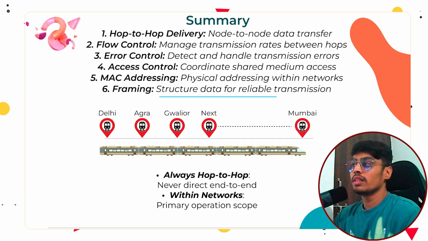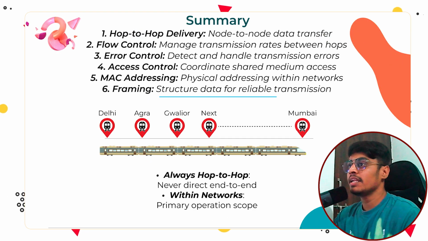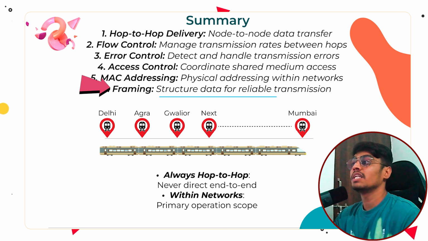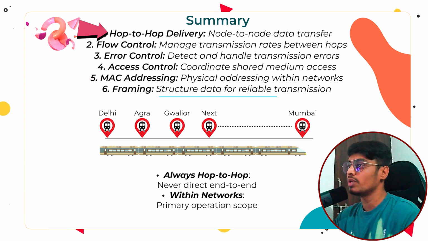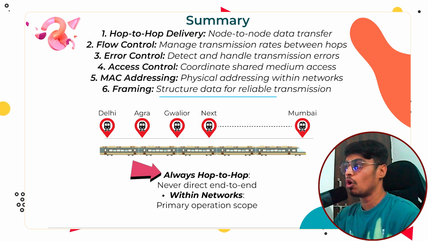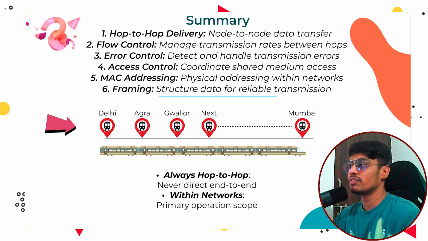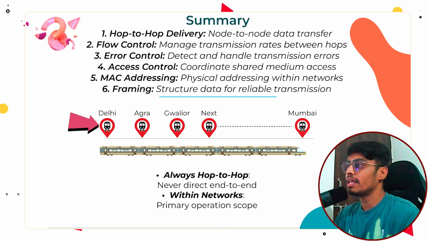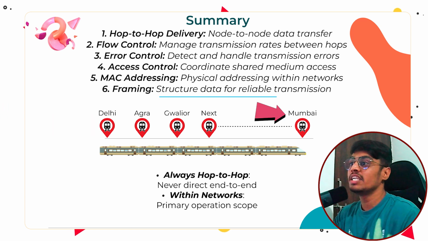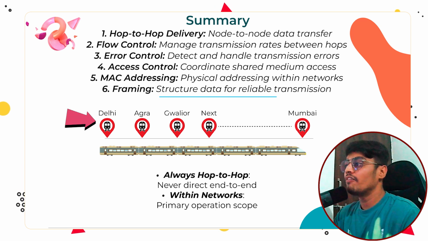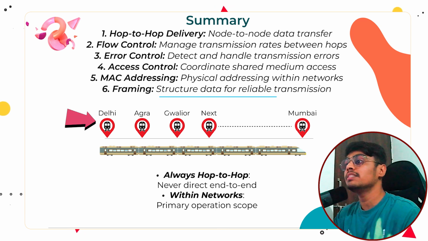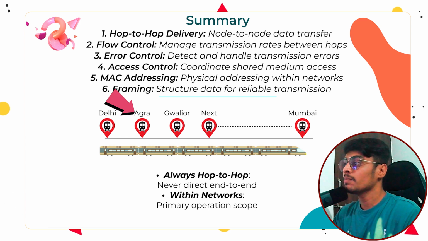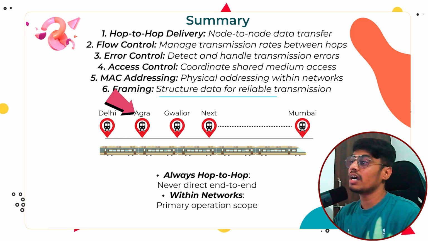So all these responsibilities are fulfilled by the data link layer: flow control, error control, access control, MAC addressing, framing. But remember one point here: not from source to destination directly, but from hop to hop. If I take the example of the train again, if the train is going from Delhi to Mumbai, it is not the responsibility of the data link layer that the train starts from Delhi and reaches Mumbai directly. After starting from Delhi, where does it reach first? It reaches Agra.